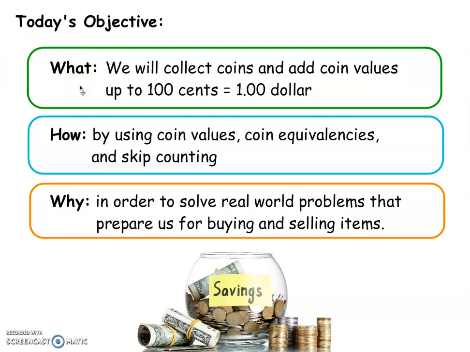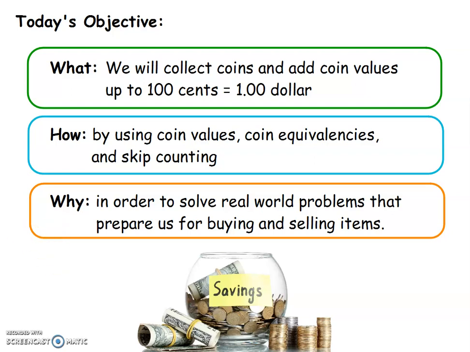So what we will do is collect coins and add coin values up to 100 cents or $1, and then we're going to go above this a little bit. How? By using coin values, coin equivalencies, and skip counting. And again, when we talk about equivalencies, you almost see the word equal there. So, for example, if I had 2 nickels, I know that that equals 10 cents. So I can exchange those 2 nickels for, do you know what other coin is worth 10 cents? A dime, right? So those 2 nickels I can exchange for 1 dime. So that's an equivalency. And why? In order to solve real-world problems that prepare us for buying and selling items.